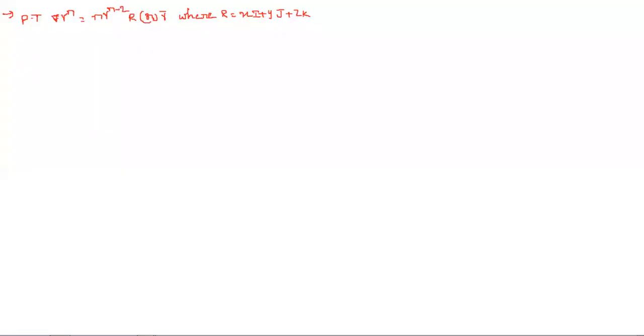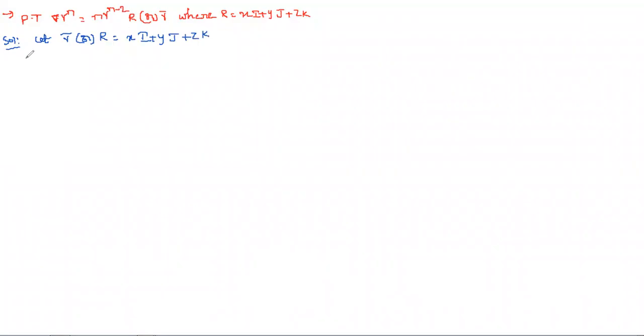In some of the cases they may mention this capital R, or if they don't mention, we have to choose it as it is. So write on that one. First, let r bar is equal to capital R, which is simply xi plus yj plus zk.